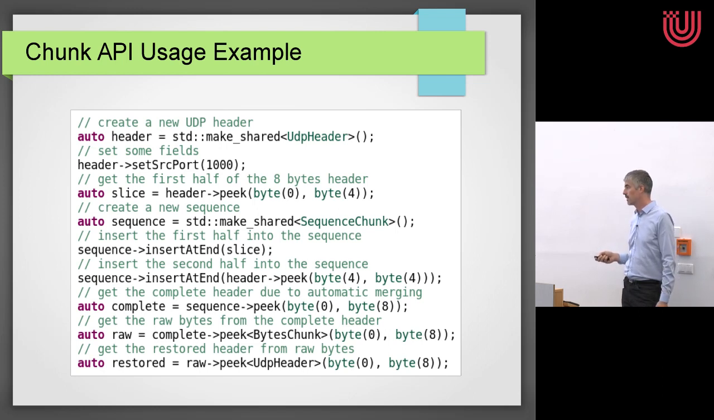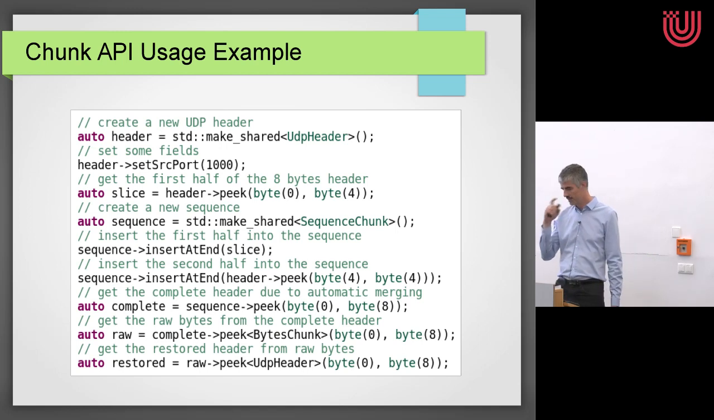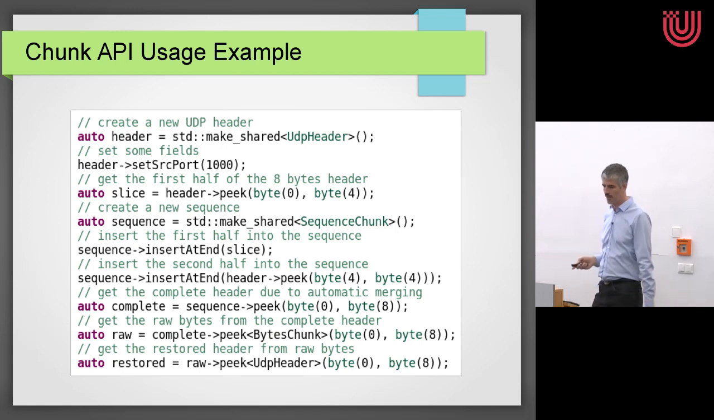And if I look at it as a raw chunk, this is a different class, then it's basically the raw bytes, and then I can even restore the original class, the UDP header class, to restore the original. Okay, this is the chunk API.